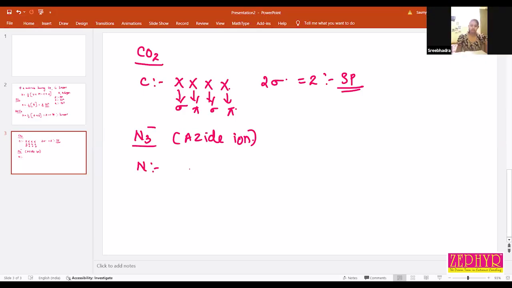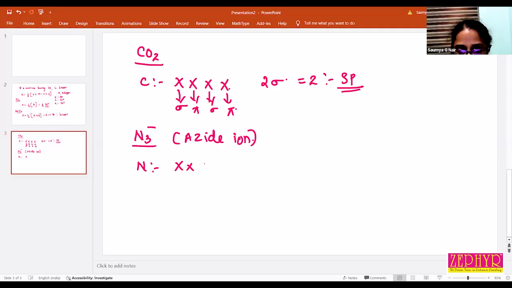N3 minus means 1 electron is accepted, right? Yes. So 6 electrons. Nitrogen's outer shell contains 5, and in N3 minus 1 electron is accepted, so now it is 6. 2, 4, 6.